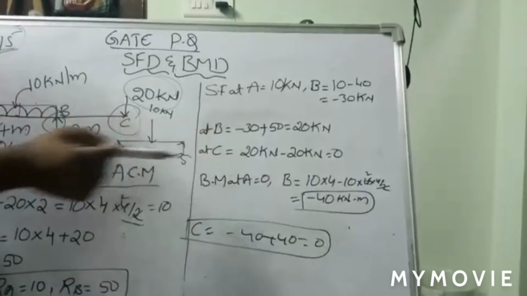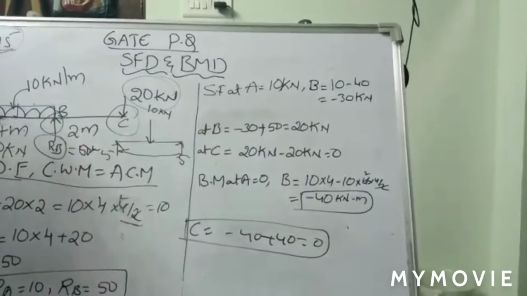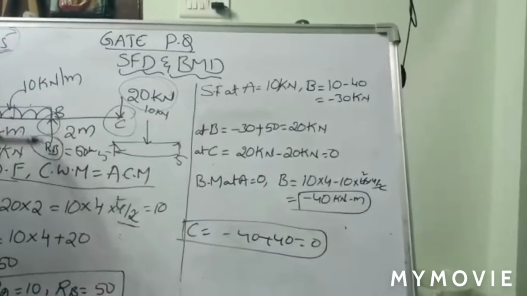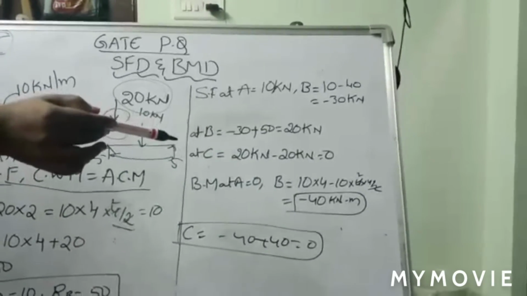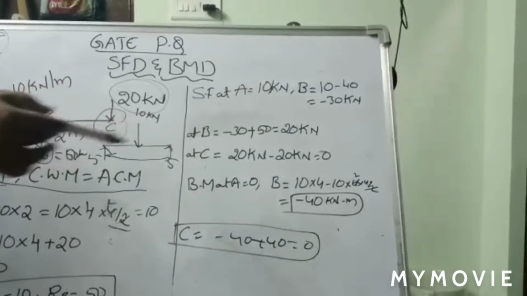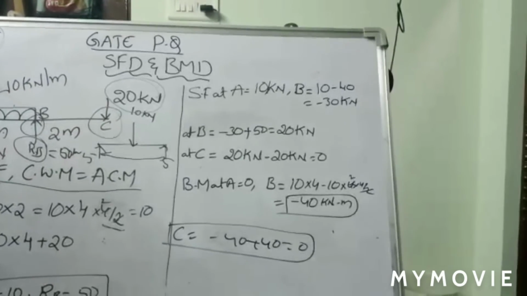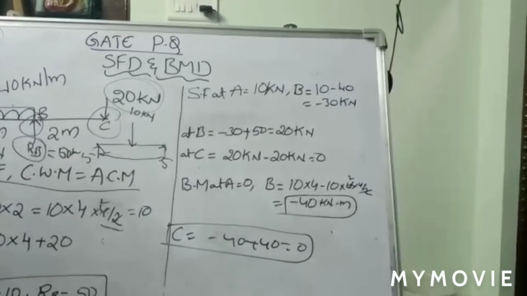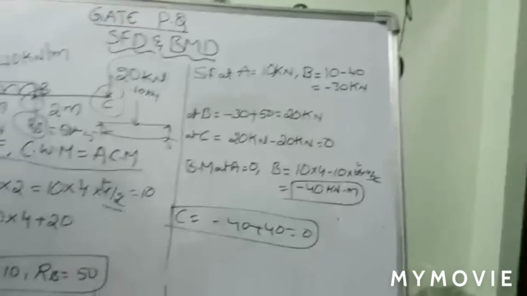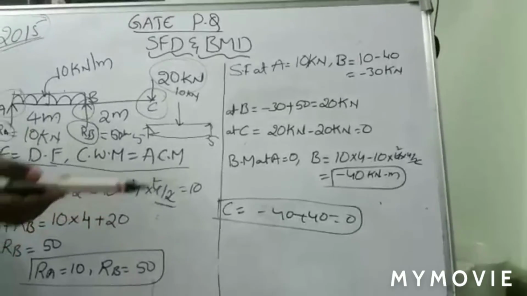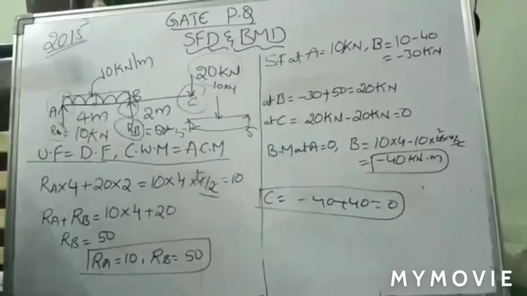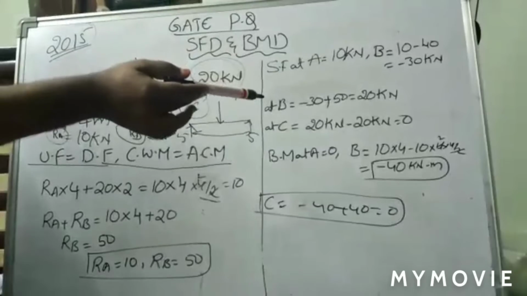Point B value equal to, here you are having point B. So RC 10 into 4, 40 minus 10 into 4 into 4 by 2. So that is minus 40 kilonewton meter. So here the value is negative, so it is a hogging moment. So the maximum value will be located at the negative line, that is below the reference line. You will get minus 40 kilonewton meter or hogging 40 kilonewton meter.